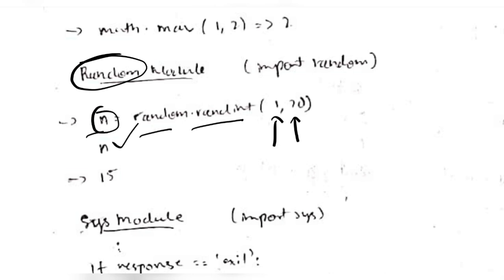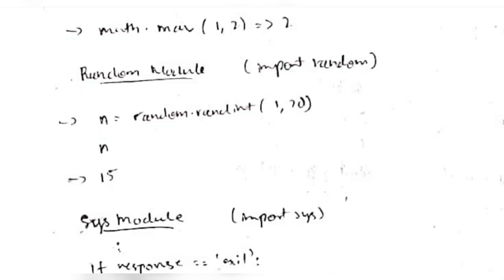Okay, so in this case the value of n which I got is 15. In the same way it will change for each iteration. Okay, the next one is the sys module.